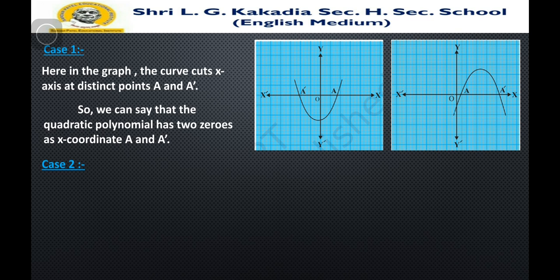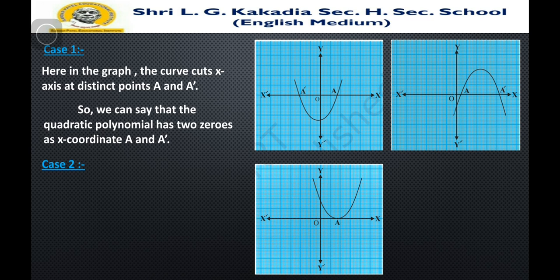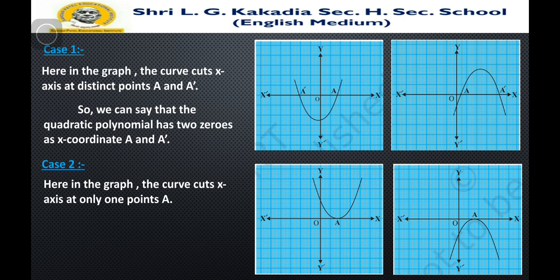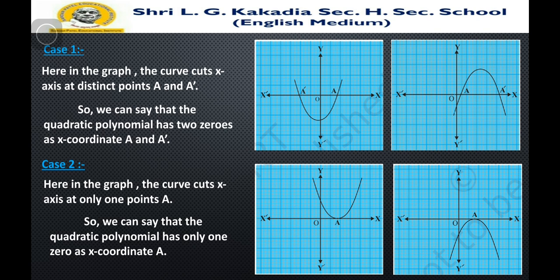Now case 2, we also get such types of graph, upwards and downwards. Here the curve cuts the x-axis at only one point, so we can say that the quadratic polynomial has only one zero, the x-coordinate a. You can see that the graph intersects the x-axis at exactly one point. So it has only one zero.